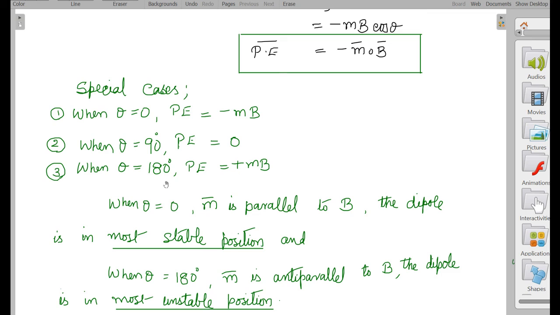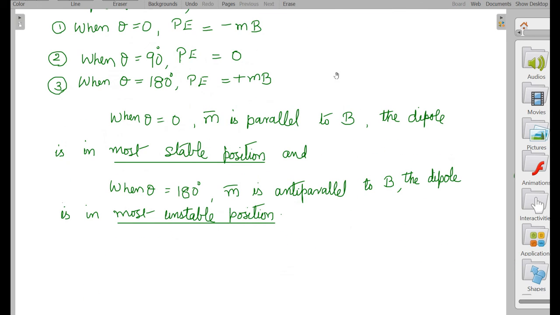When theta is 180 degrees, when the magnetic moment is anti-parallel to the external magnetic field, potential energy is minus mB cos 180, which is equal to plus mB. Or we can say, when theta is 0, m is parallel to B, the dipole is in most stable position. And when theta is 180 degrees, m is anti-parallel to B, the dipole is in most unstable position.